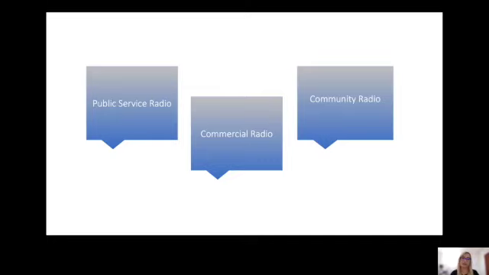Just so that you understand how it works, the campus radio stations, there are between 19 and 21. I think currently there are 19 that are on air. They fall under community radio stations because they are there to provide for their campus communities.